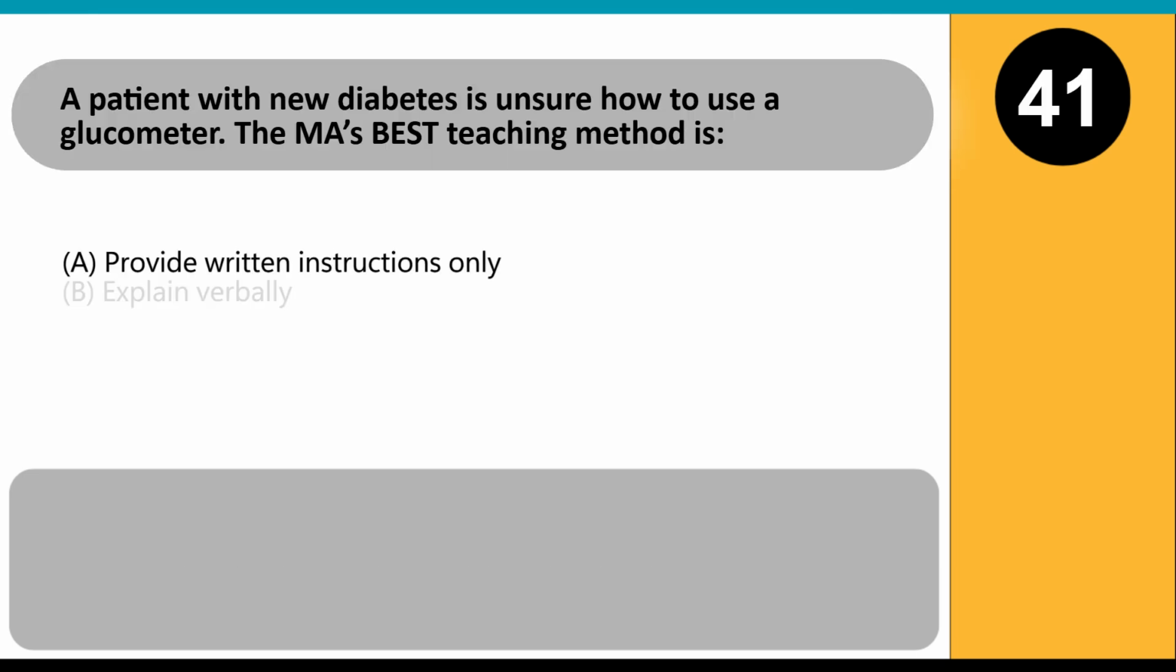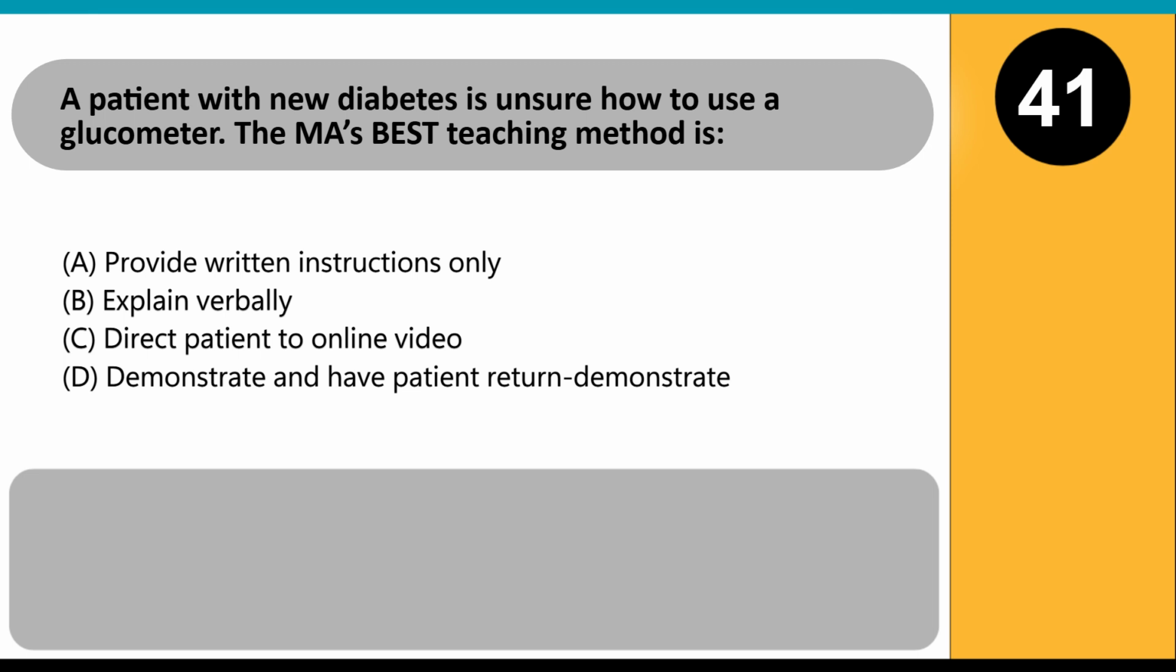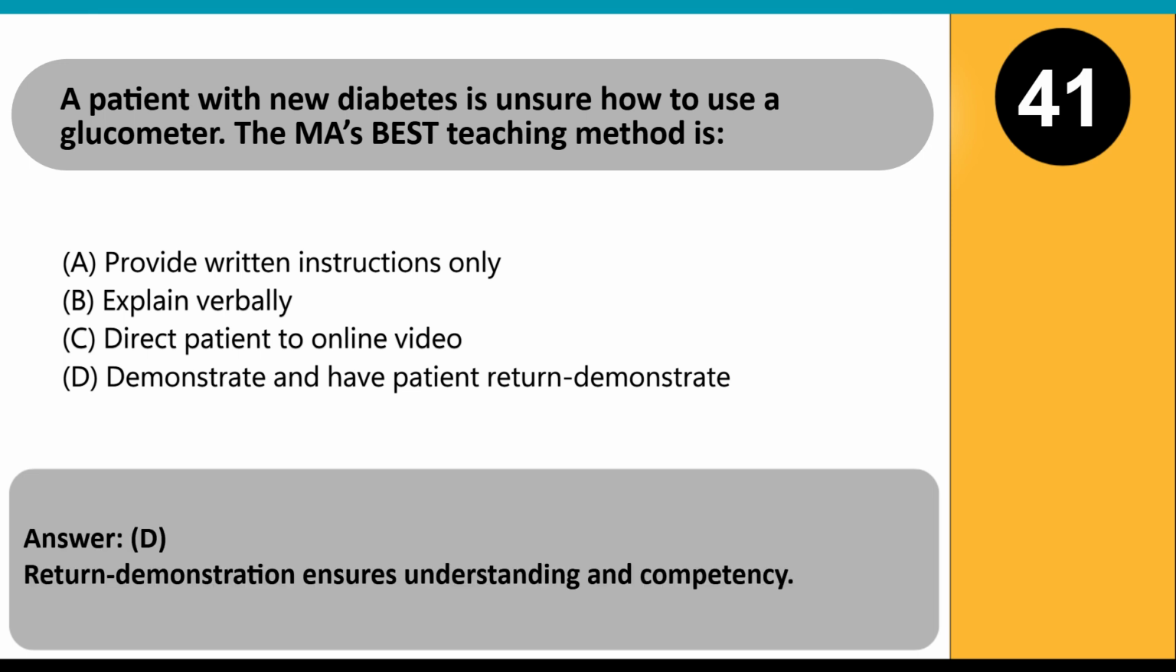A patient with new diabetes is unsure how to use a glucometer. The MA's best teaching method is: A. Provide written instructions only. B. Explain verbally. C. Direct patient to online video. D. Demonstrate and have patient return demonstrate. Answer: D. Return demonstration ensures understanding and competency.